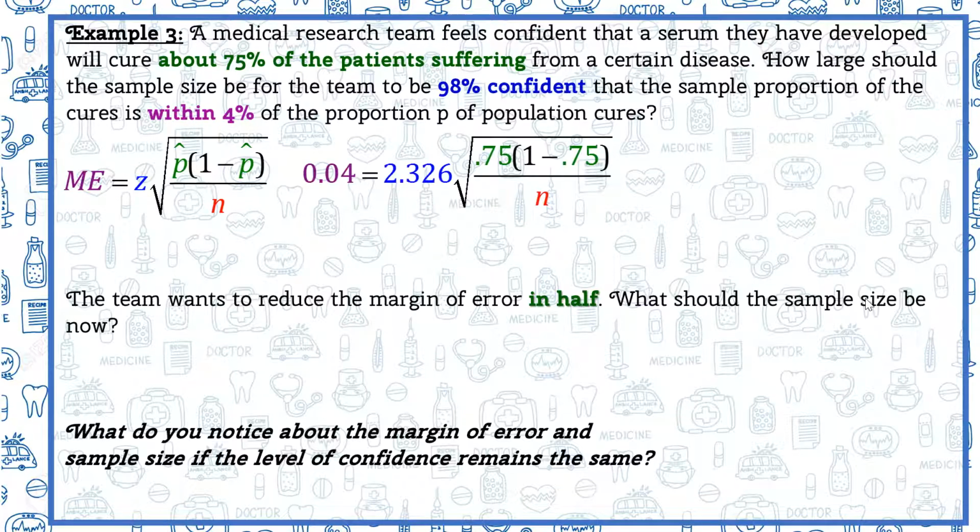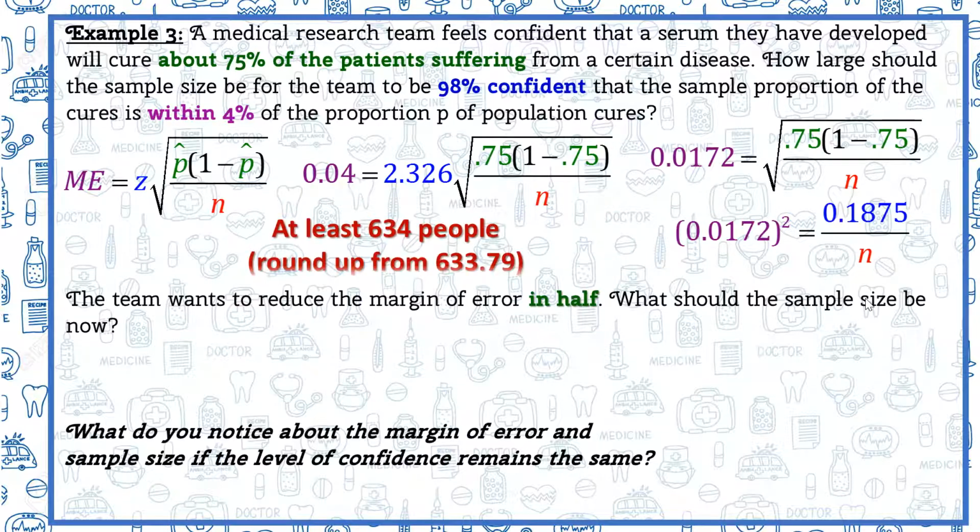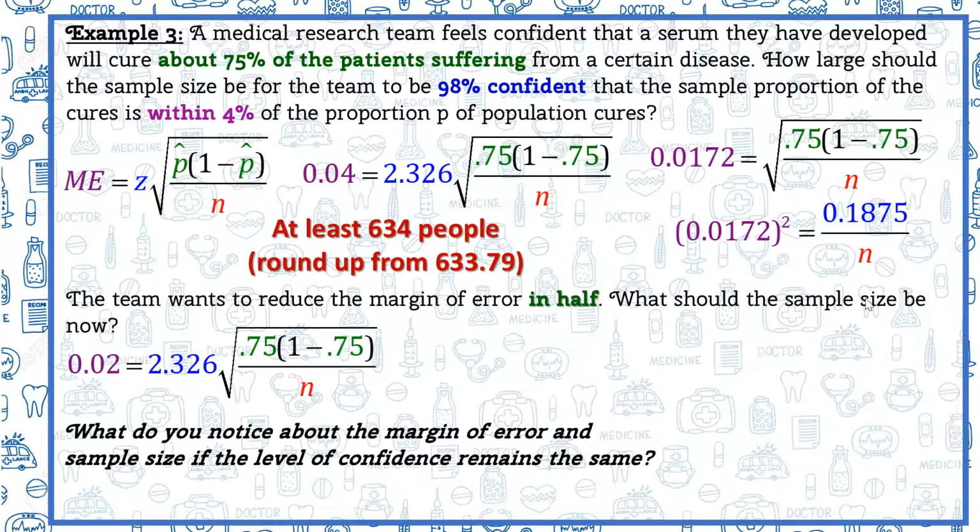All right, this one, first things first, I just want to know how large my sample size should be. So hopefully this one is like all the other problems we've seen. You got somewhere around 634 people. The second part says you want to reduce the margin of error in half. What should I do about my sample size? So I'm going to do this the long way. I'm going to cut it down from 4% to 2%. I'm going to do all the math again.